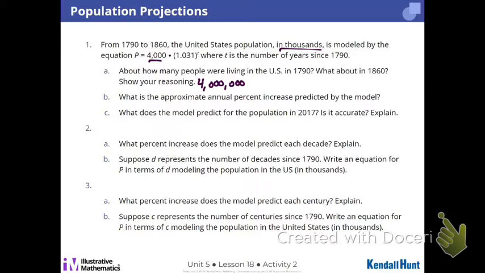So this one, we could just look at it. For 1860, we need to use the function, right? How many years? 70 years. So I'm going to take my 4,000 times 1.031 to the 70th power. So I get 4,000 times 1.031 to the 70. And we get 3389741.5.